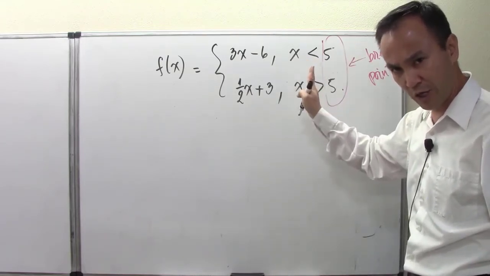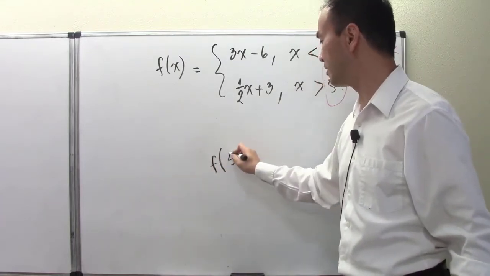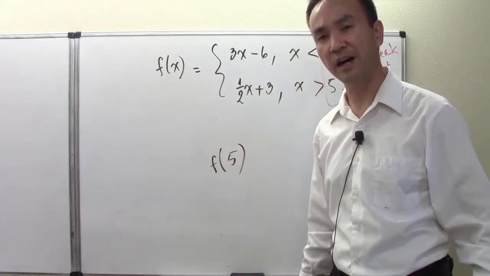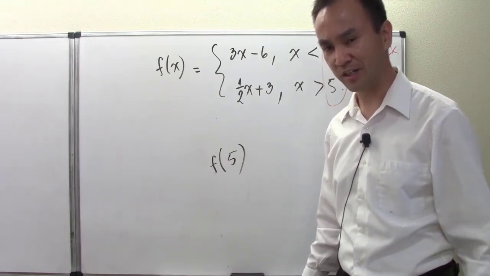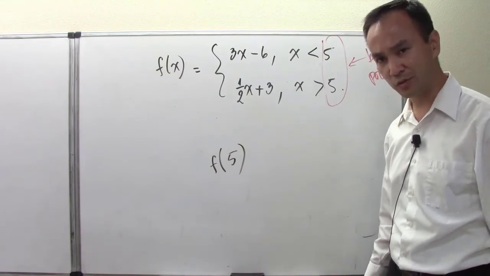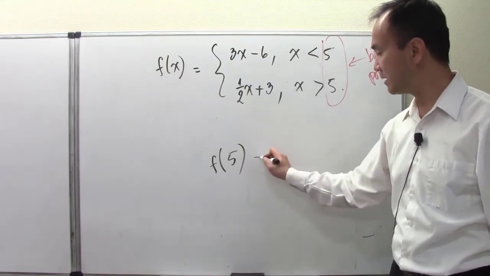This is completely okay. Because in that case, if we're asked to find f of 5, what do you think that answer will be? Take a moment to think about that. All right, so here's my answer. It's undefined.